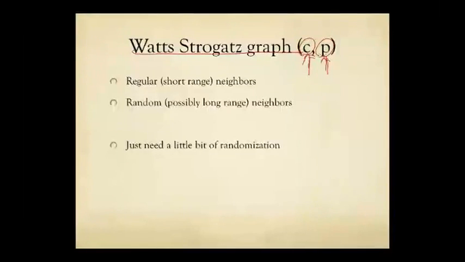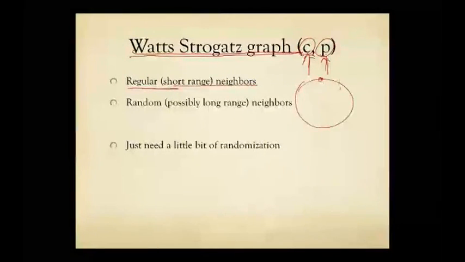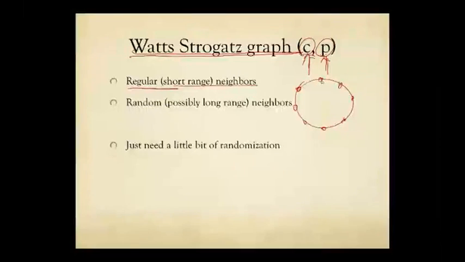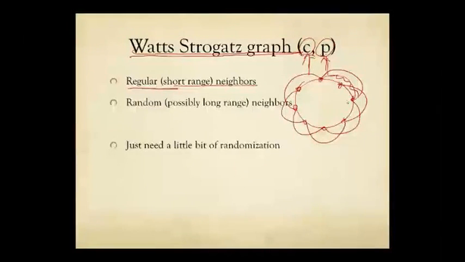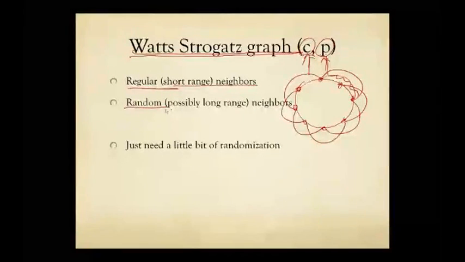We start out constructing a Watts-Strogatz graph by constructing a regular graph. So you get a lot of short-range neighbors, just like before. These are the nodes, and you can add a few more short-range links. And then here's the randomization step.